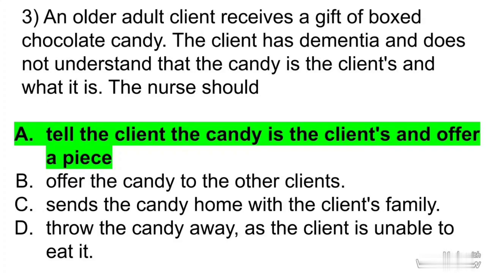3. An older adult client receives a gift of boxed chocolate candy. The client has dementia and does not understand that the candy is the client's and what it is. The nurse should A. tell the client the candy is the client's and offer a piece. B. offer the candy to the other clients. C. send the candy home with the client's family. D. throw the candy away, as the client is unable to eat it.